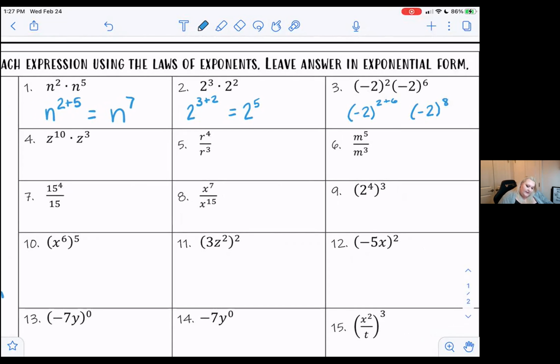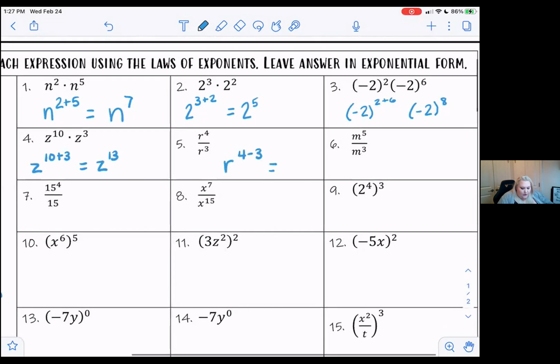We're going to continue with that same pattern, z to the 10th times z to the 3rd. We would do z to the 10 plus 3 equals z to the 13th. All right, so changing gears, let's do some division. R to the fourth over R to the third. That's like saying R to the 4 minus 3, which would be equal to R to the first. Anything to the power of 1, we can just write as R.